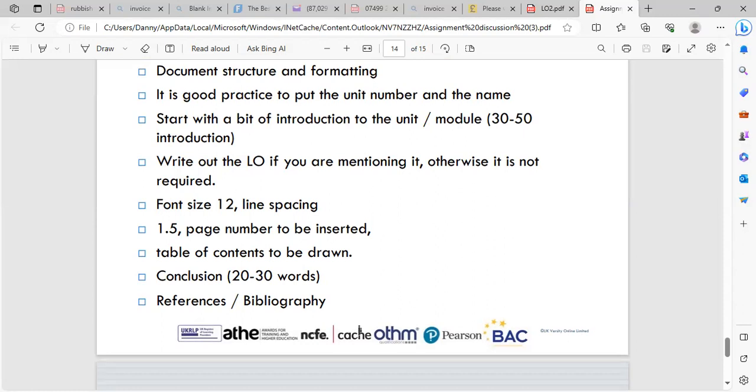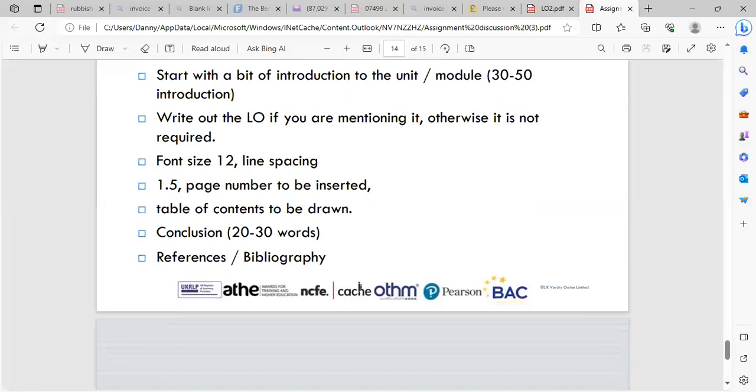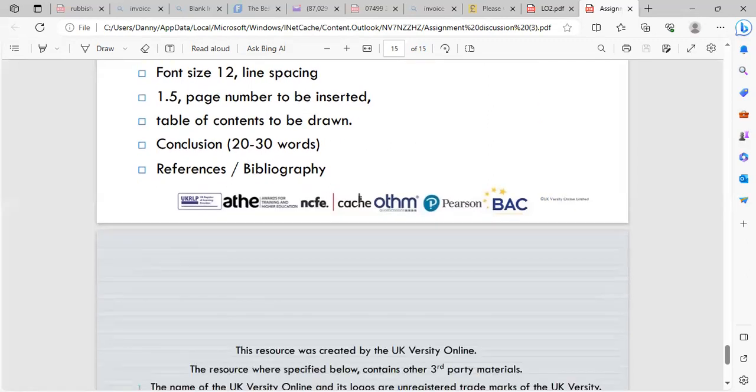Otherwise, it's not required. The font size that we expect is 12, not 11, not 10. And there should be line spacing of 1.5. Page numbers should be inserted. There should also be a table of contents, very, very important. And then finally, your conclusion.